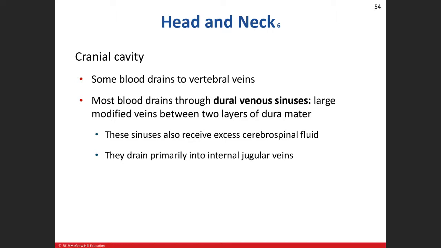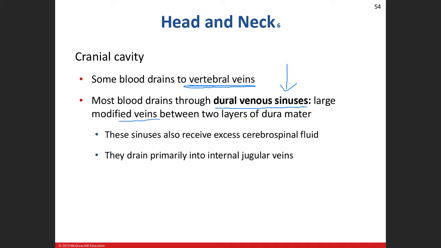Anyways, so when we're talking about the cranial cavity and its drainage, the vertebral veins are going to play a role in some of that. But a majority of the blood gets drained through the dural venous sinuses. Remember, the dura mater had two layers, the periosteal layer and the meningeal layer. They fuse together most of the time, but sometimes they'll split apart and create these cavities, these small spaces. Well, these spaces, we call those sinuses.